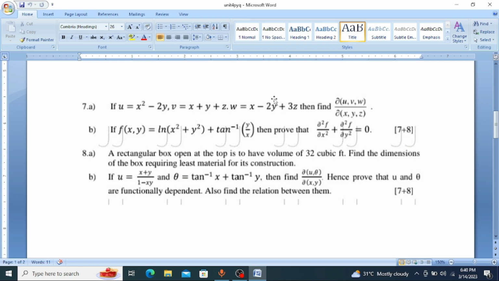Here x, y, z, all the equations are there in terms of x, y and z. So you have to differentiate these three functions with respect to x, y and z.